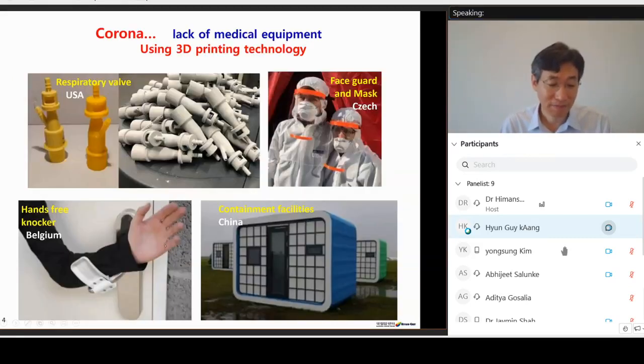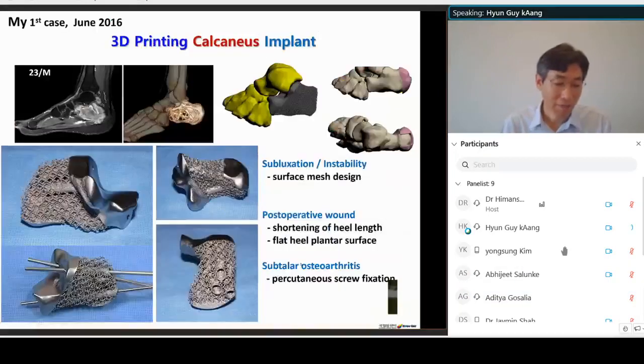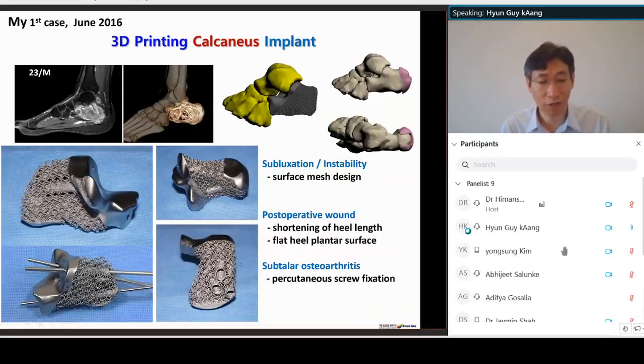Recently, in the corona pandemic situation, you may have seen 3D printing technology. Look at this 3D printing respiratory belt and face guard, even a container. My first case started in 2016. A 23-year-old young man had a calcaneal tumor.